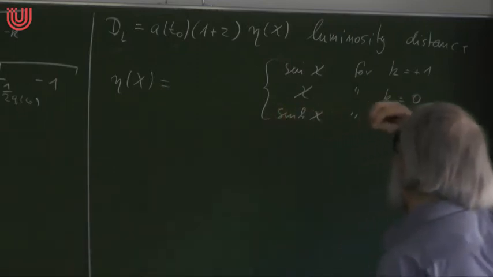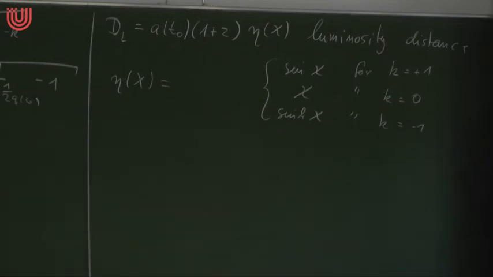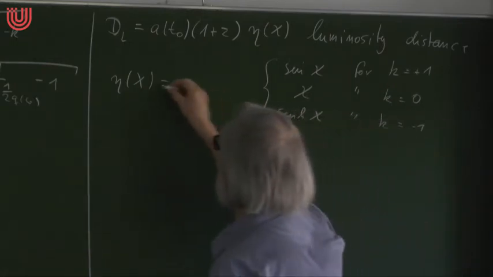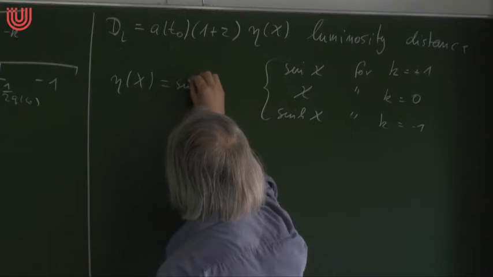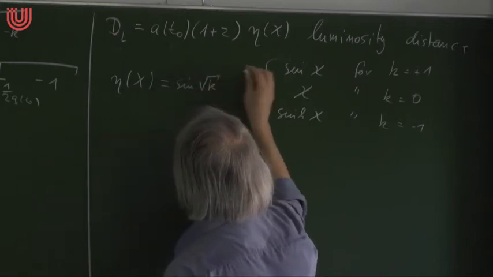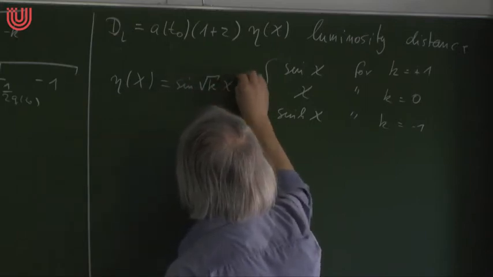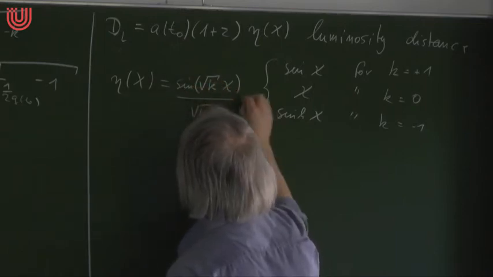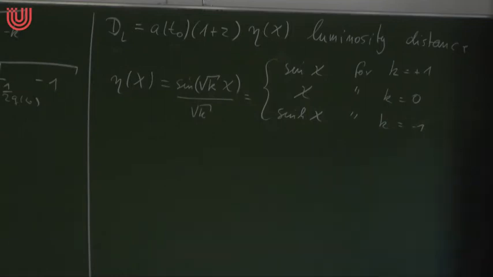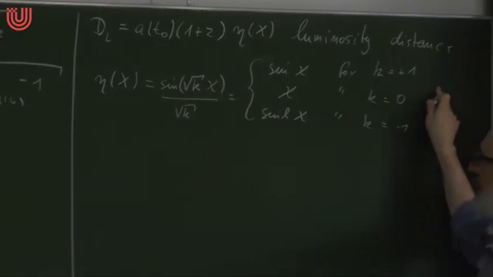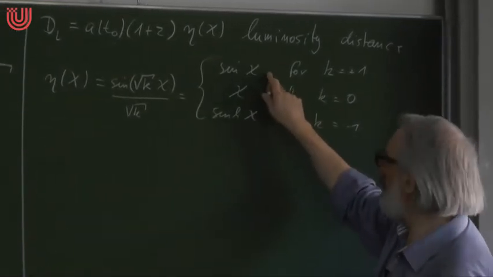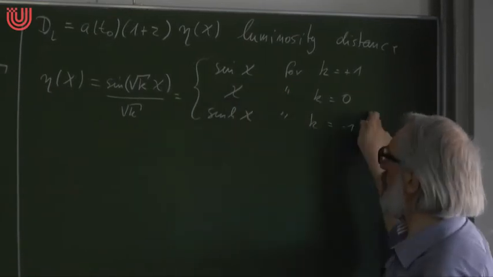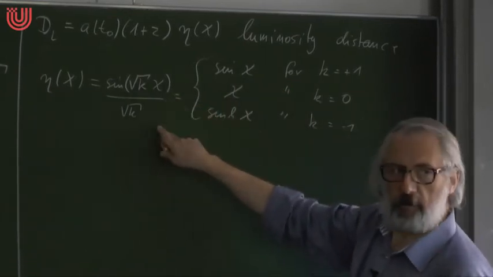And there's a way to write this in a common formula. I could have used this already before, I haven't done this, but for this derivation it's very convenient. I claim that this can be written as sine of root k times chi, divided by root k. So that's obviously true for k equal plus 1, because then I have exactly this expression. It's also true for k equals 0. Then I get it by a Bernoulli-L'Hopital rule.